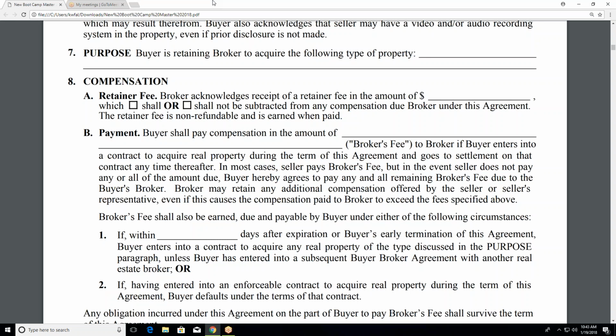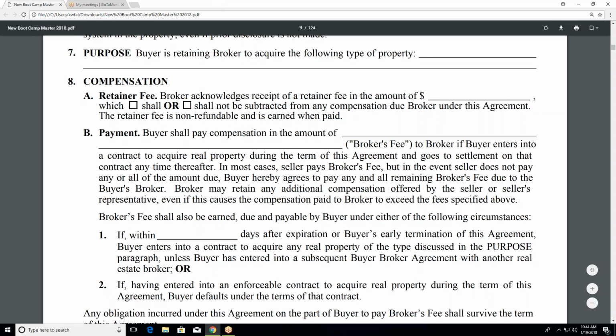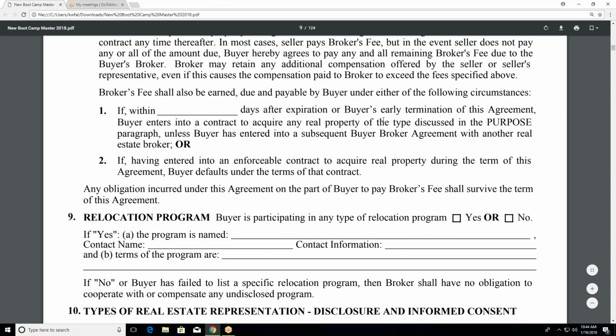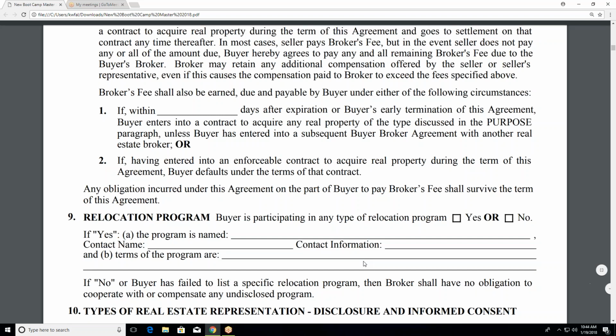Okay, so we finished with the first part of paragraph B. So now under brokers shall also earn. The broker's fee shall also be earned, due and payable by buyer under either of the following circumstances. If within blank days, customarily it's 30. Much more than that, some people put 45, some people put 60, but if a buyer is really serious, they've moved on to another brokerage at that point.